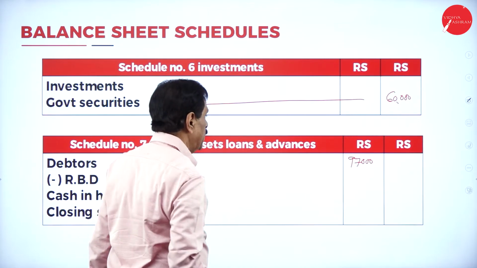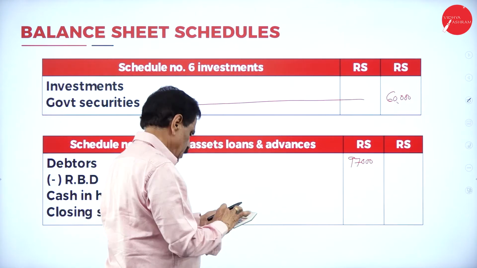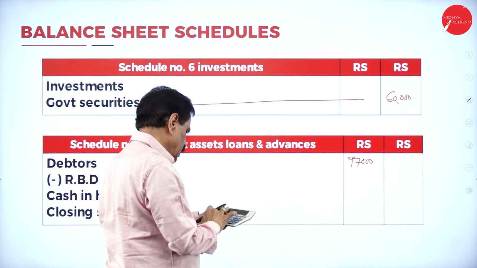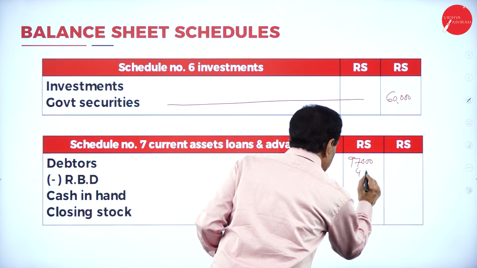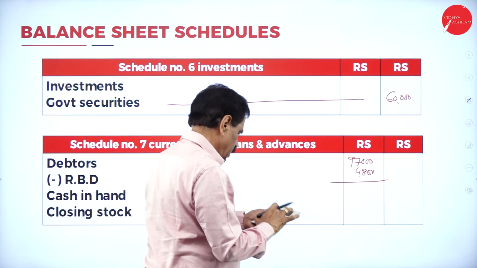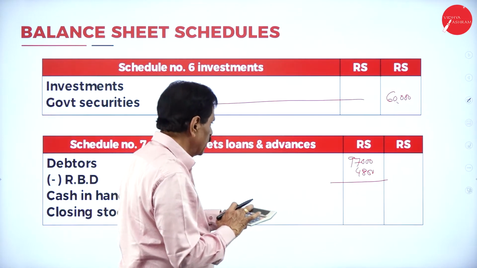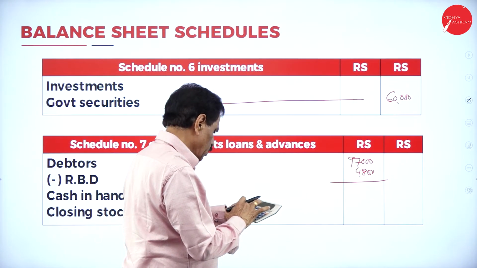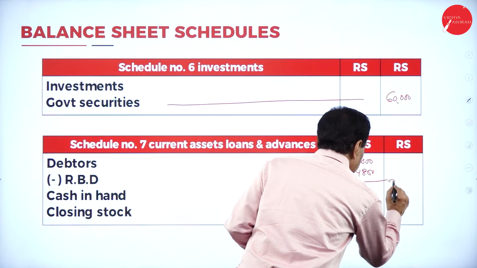Debtor 97,000 minus RBD 5% on 97,000, into 5 divided by 100, 4,850. Deduct. 97,000 minus 4,850, 92,150.